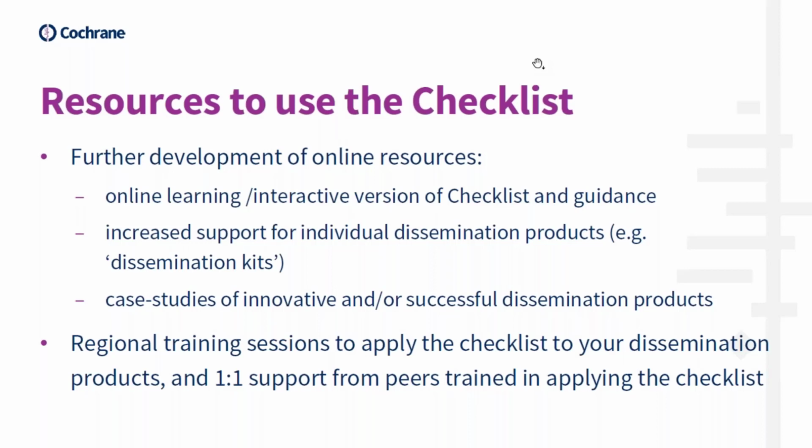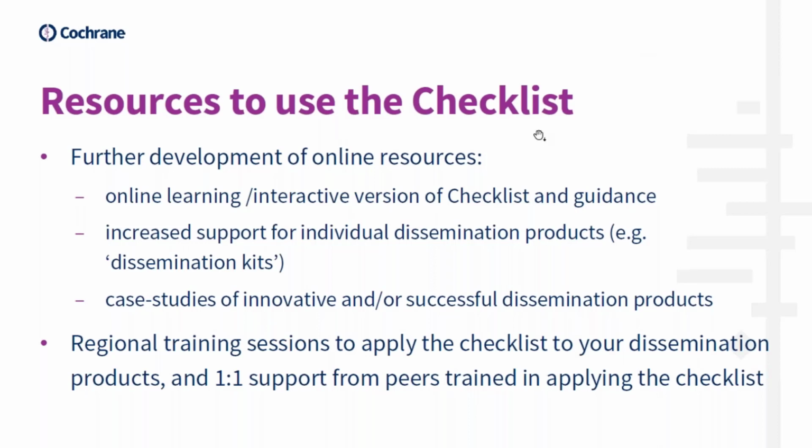And the last is that as people start to use this checklist in their work, and as we start to get examples of what it looks like when it's applied in practice, and some of the learnings that people have, and some of the results and the benefits that people are seeing from perhaps applying this checklist, we'll be able to develop some case studies of innovative or successful products that have been developed so that you can use those to guide you in your development of dissemination products. Because we recognize that there's a lot of excellent dissemination work and knowledge translation work happening across Cochrane. And so our goal would be to gather that information together so that you can learn from your peers on some innovative and successful dissemination work.